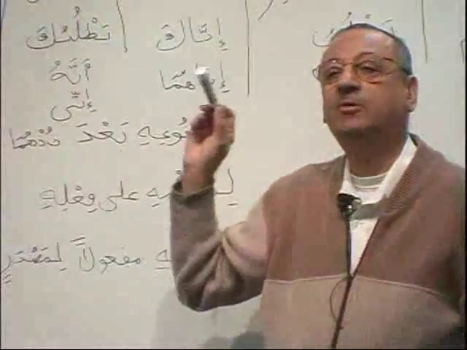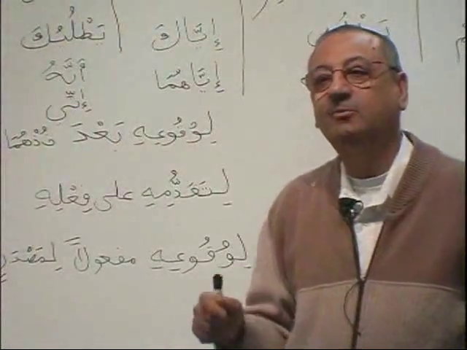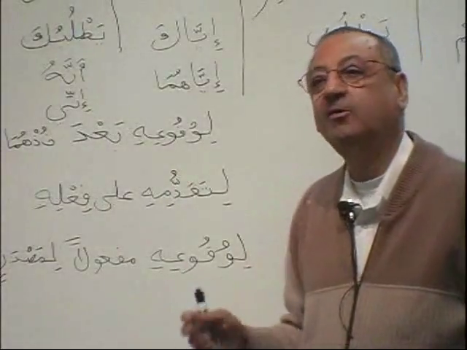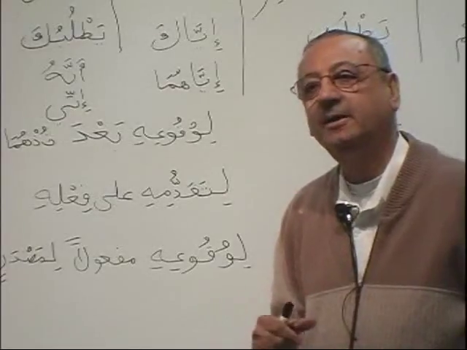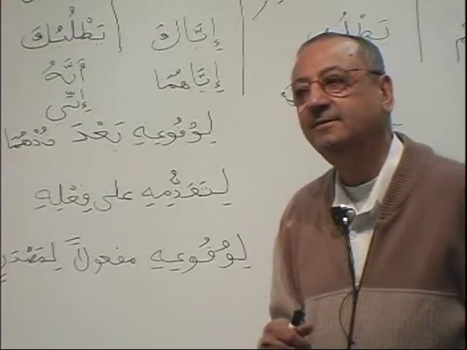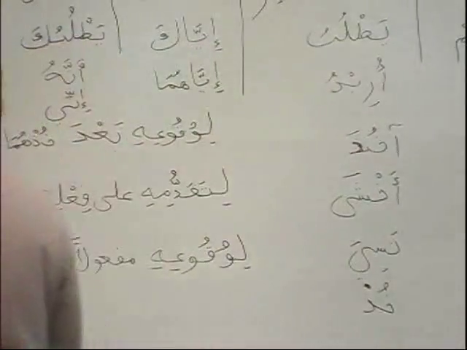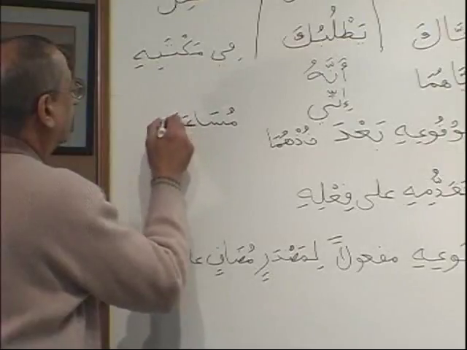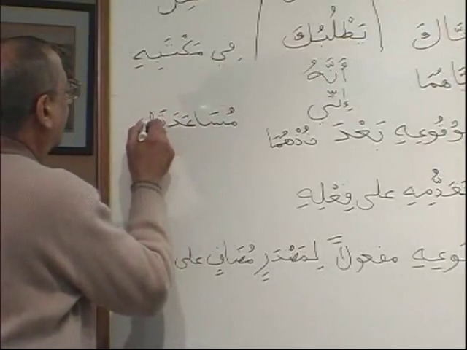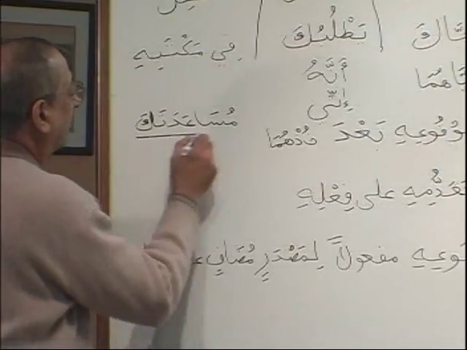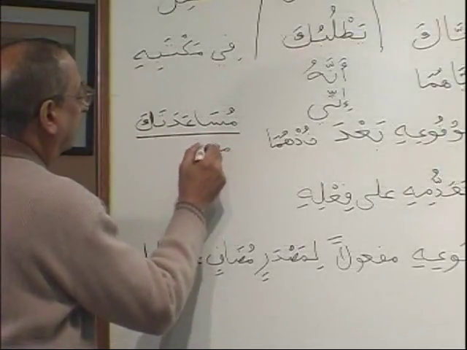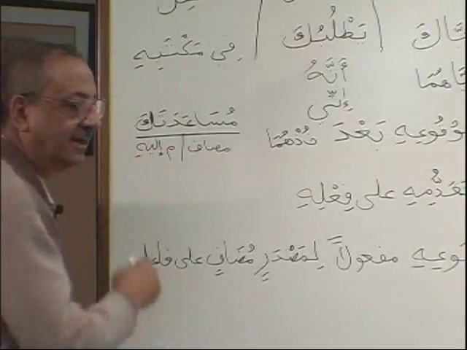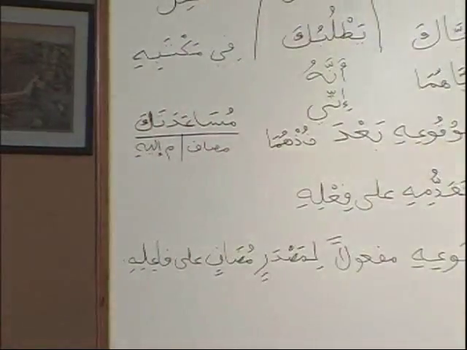But we are only talking about damir. What is musa'adata? It is mansub. But we are not talking about that. We are talking about only damir. So where is the damir? Ka. And what is that ka? Mudaf ilayhi. So you will write down here musa'adata, because this is your mudaf. Mudaf ilayhi. Got the idea, brothers and sisters? Do you get it? Okay.